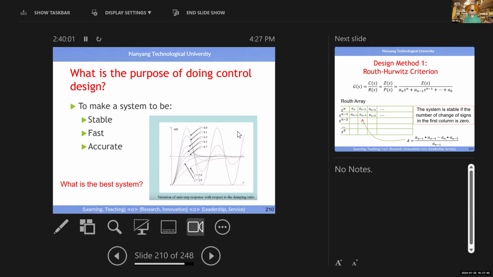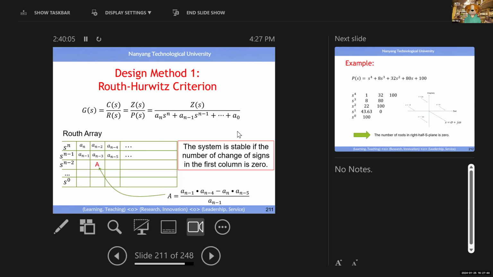You remember what is the best system in the whole universe? Static system, right? So the first design method is for you to achieve stability, and we call it the Routh-Hurwitz criteria. You use the transfer function of the control system, right?